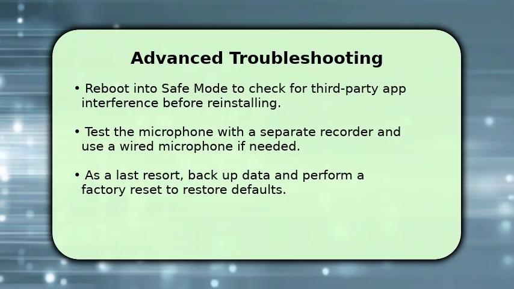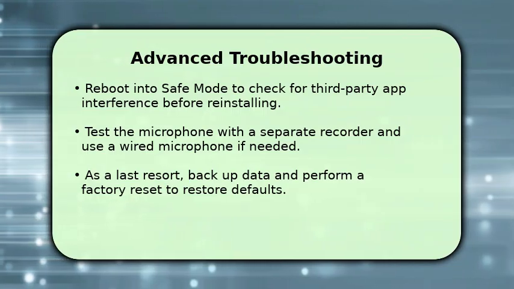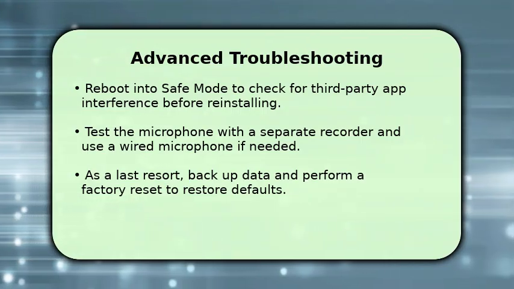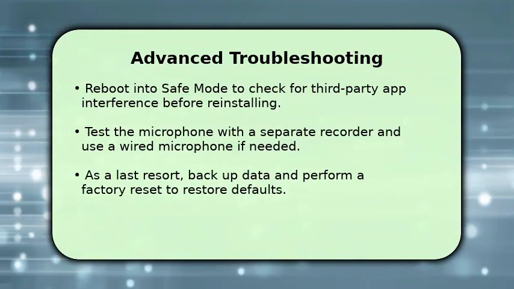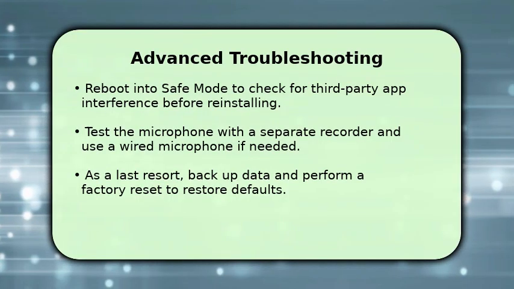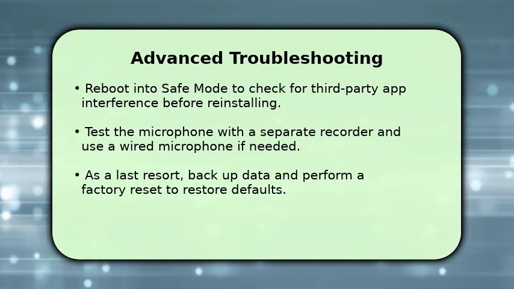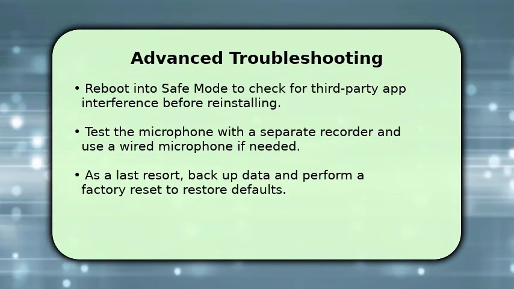If permissions and settings are correct, but issues persist, uninstall updates for the Google app and reinstall from the official store. Back up your important data, and, as a last resort, perform a factory reset to restore defaults and resolve persistent software corruption.